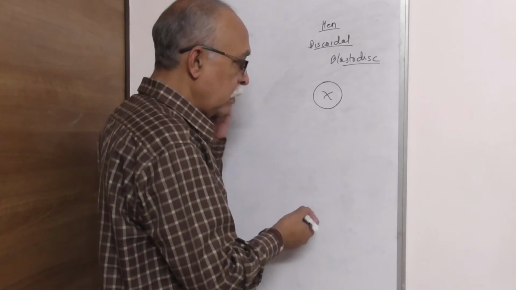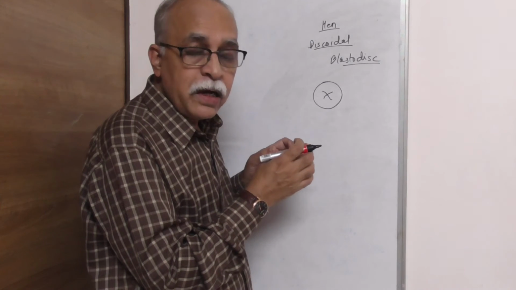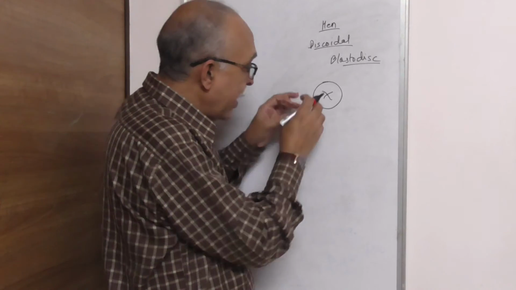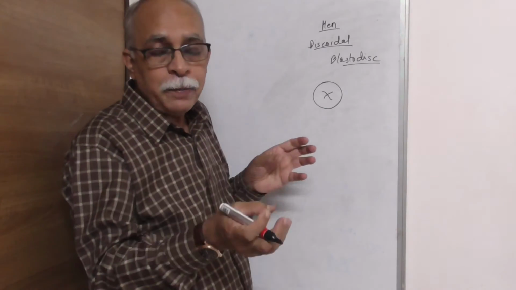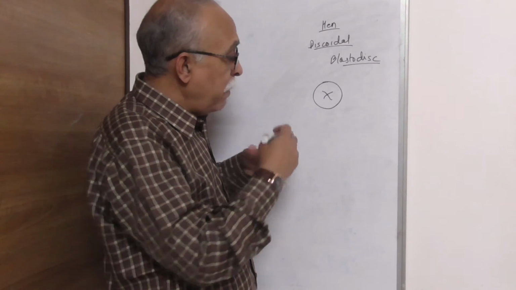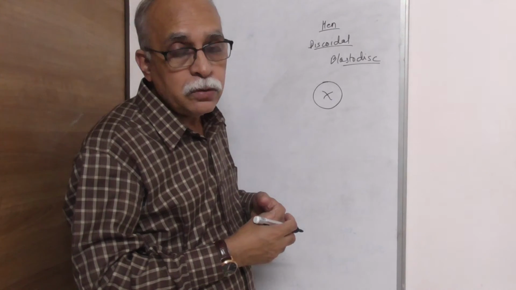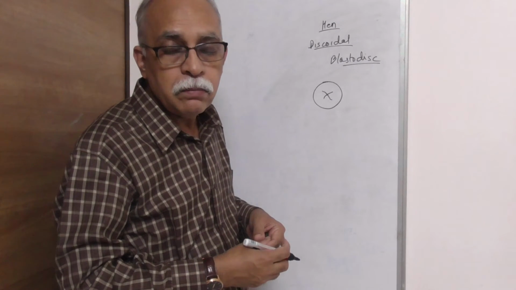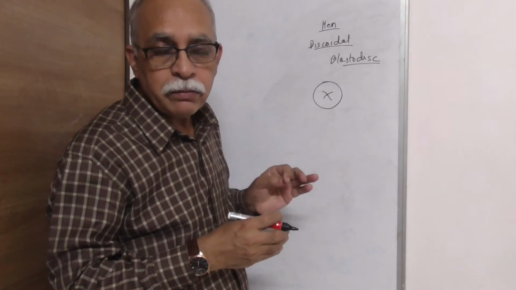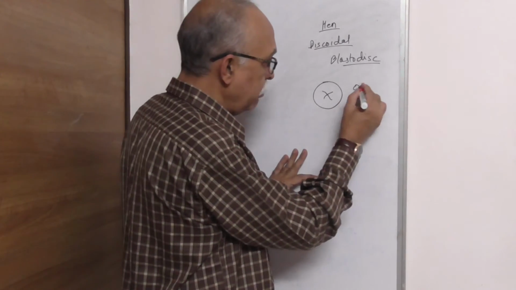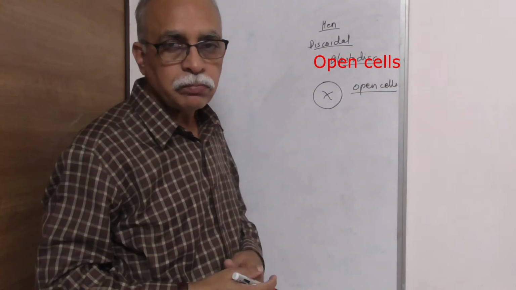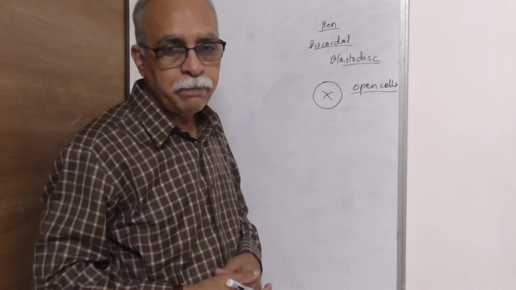Now what happens here? In some stages of development, we come across a situation wherein part of the cell is facing the cytoplasm, part of the cell is facing the yolk. The part facing the yolk doesn't have a membrane there, so it's almost like an open cell. The part of the cell which is facing the cytoplasm does have a membrane. So these become the open cells at some stage.